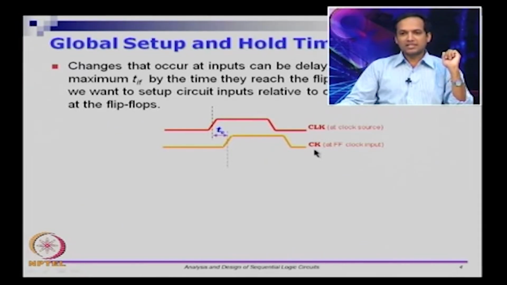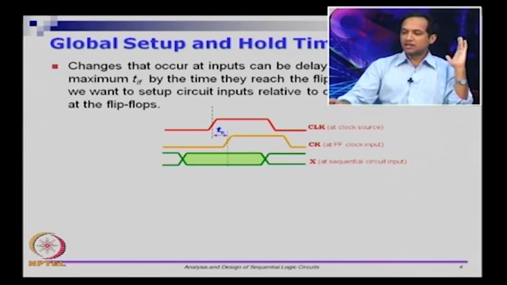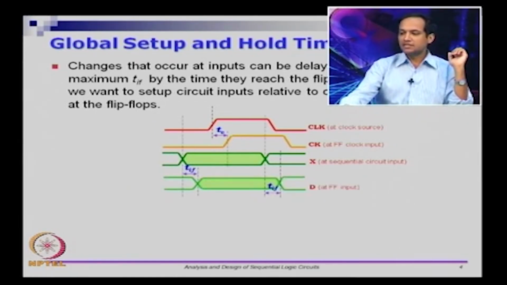So, we will call that signal CK. CLK is from the external world, CK is as seen at the flip flops. Now, you are bringing data from the external world, we will call that X. When this appears at the input of the flip flop, we will call that D.